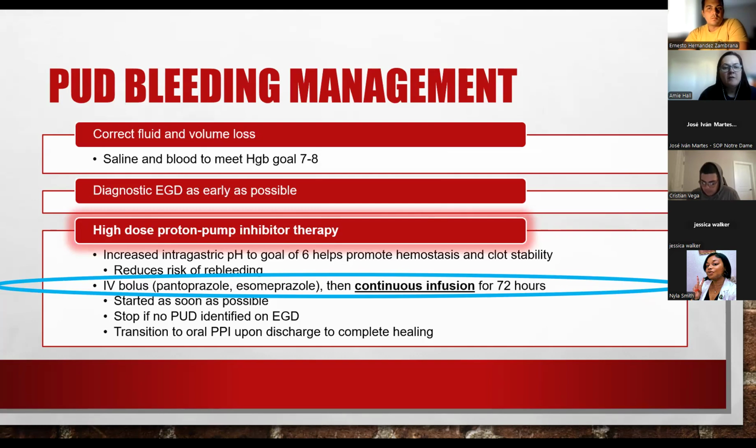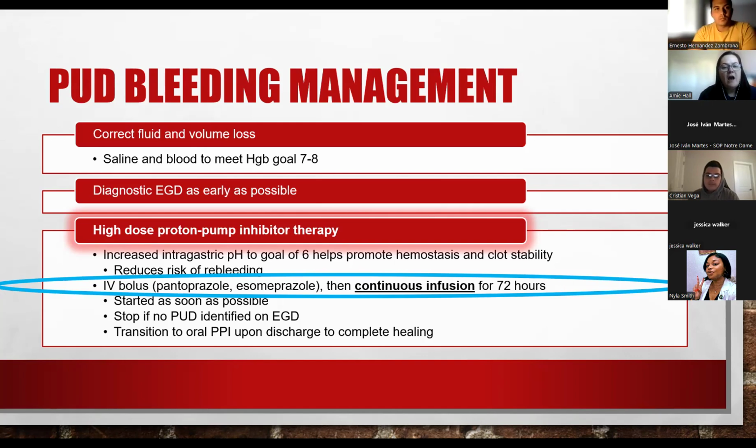But the thing that we as pharmacists do, we want to talk about high dose proton pump therapy. We want to get that gastric pH up to 6 as soon as possible. That gastric pH of 6 helps promote hemostasis, so it helps decrease the bleeding, and it helps form a clot so that the bleeding stops, and it reduces the risk of rebleeding. So how do we do that? We're going to use an IV bolus of pantoprazole or esomeprazole, and then we're going to do a continuous infusion for 72 hours. All right.